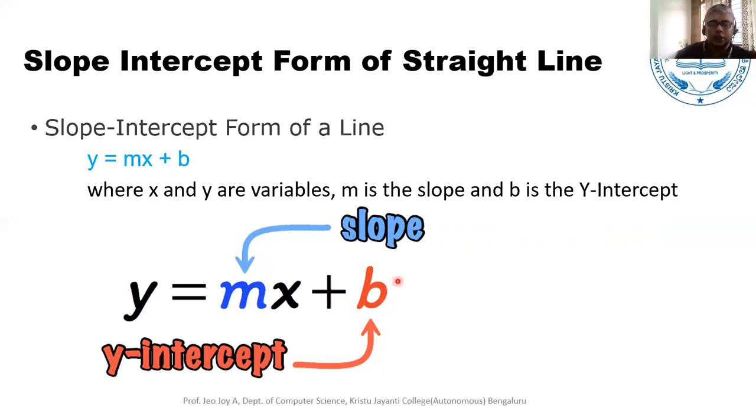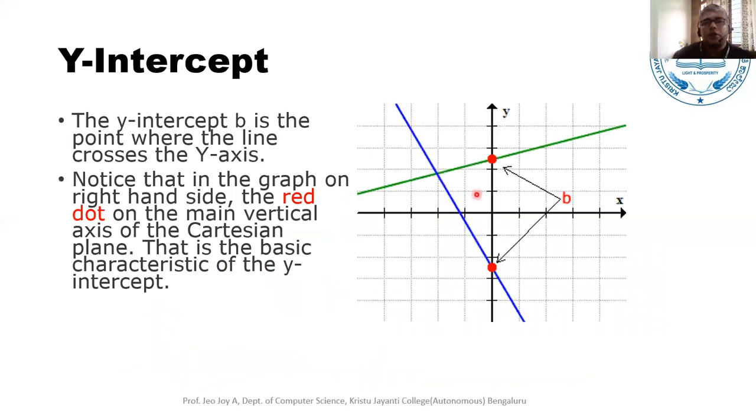Now what is this y-intercept? If you consider any straight line like this green line or this blue line here, you see that the straight line cuts the vertical y-axis at some point. This vertical distance is considered the y-intercept of that straight line. Similarly, this blue line is cutting the y-axis at some point, so that distance is your y-intercept b.